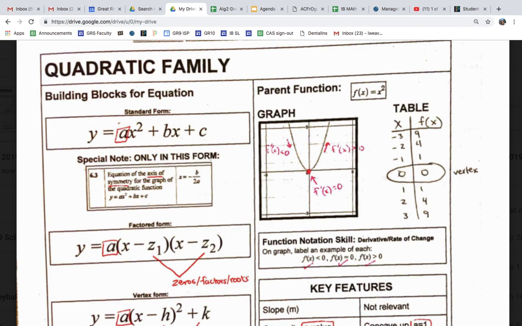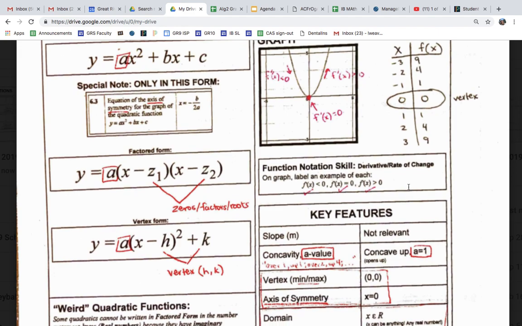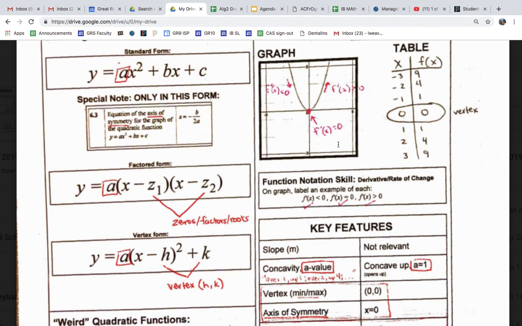If this is the vertex, then these numbers will all be symmetrical on this point, no matter what your vertex is. So over 1, up 1, over 2, up 4, over 3, up 9. What we notice is unlike a linear that just has a constant rate of change, and it either goes at a constant rate inclining or a constant rate declining, this rate of change actually changes. So there is no slope, there is no constant rise over run.